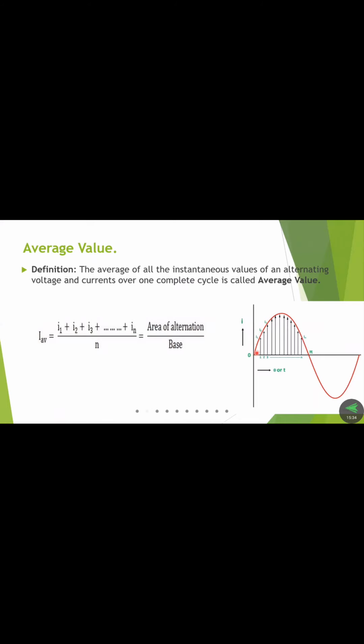So the entire area is what we call the area of alternation. Alternation is nothing but one half cycle. So that is the formula for average value.